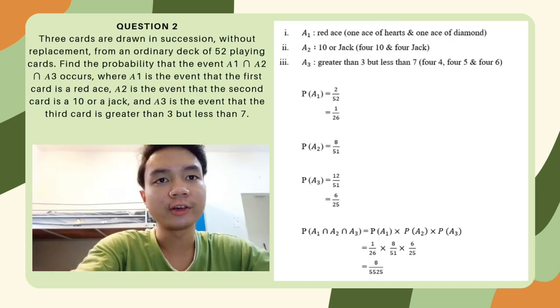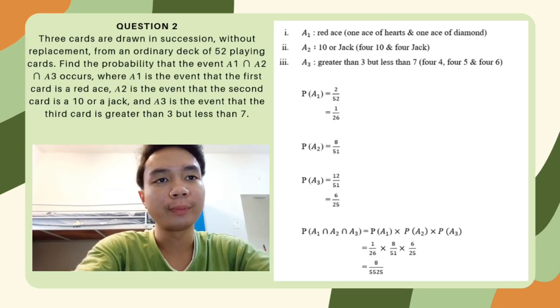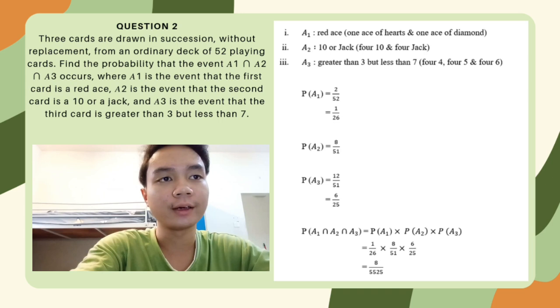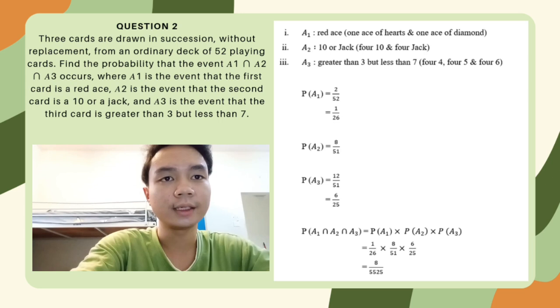3 cards are drawn in succession without replacement from an ordinary deck of 52 playing cards. Find the probability that the event A1 union A2 union A3 occurs, where A1 is the event that the first card is a red ace, A2 is the event that the second card is a 10 or jack, and A3 is the event that the card is greater than 3 but less than 7.